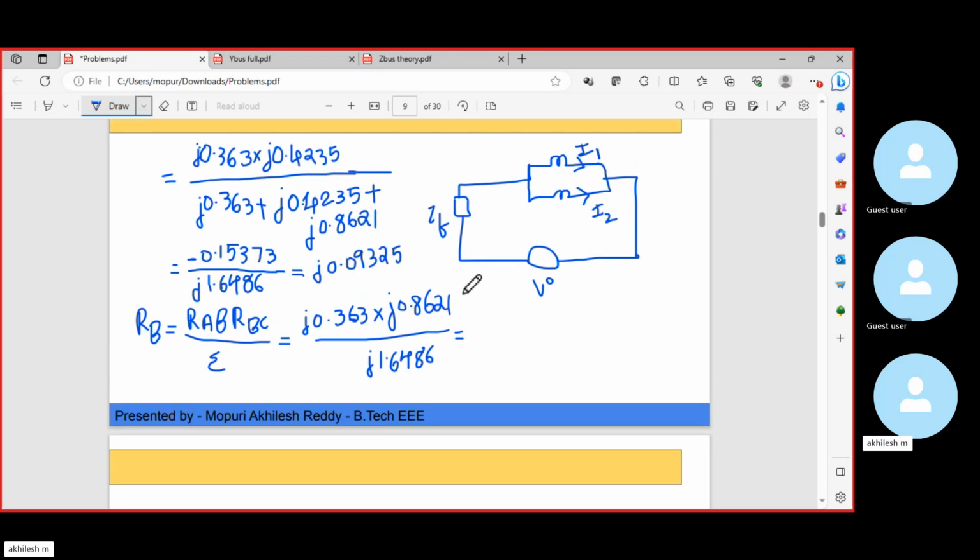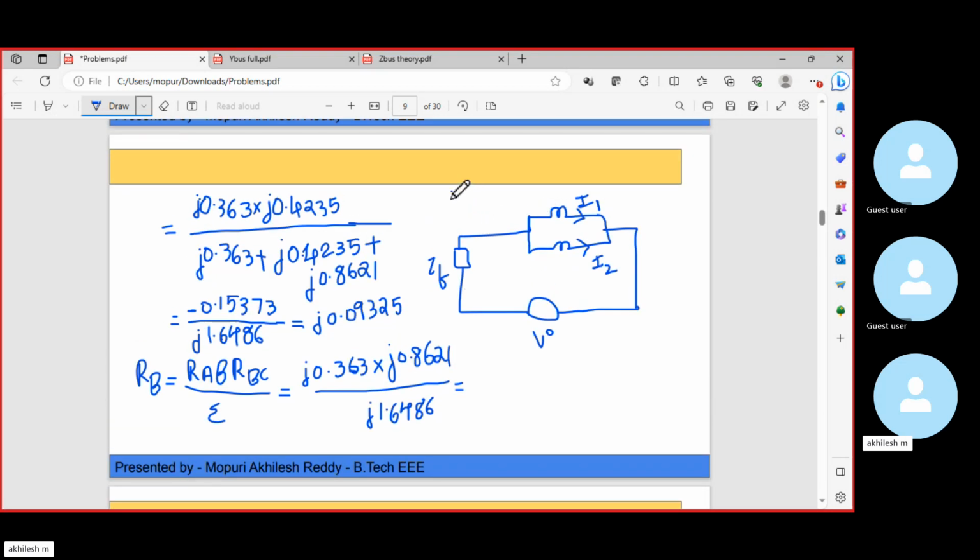This is Thevenin's method. This is Thevenin's circuit. The numerator, the whole value, J 0.18982.